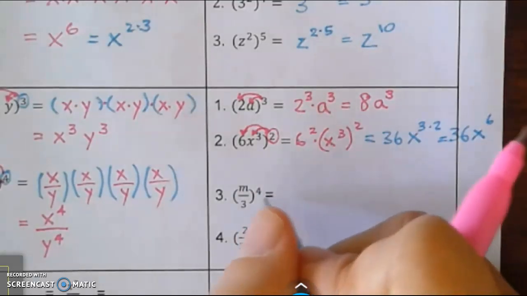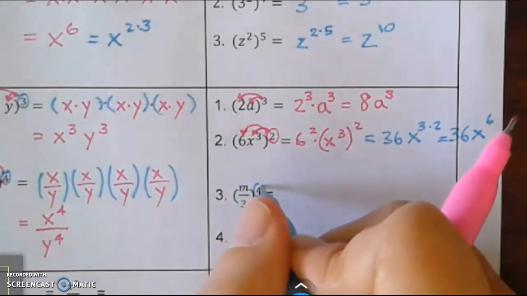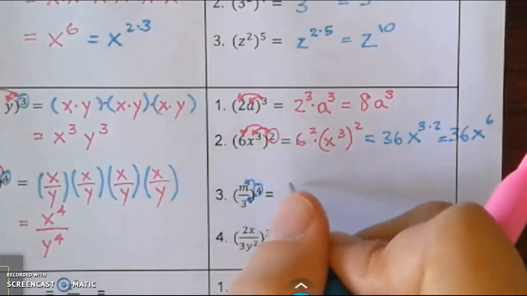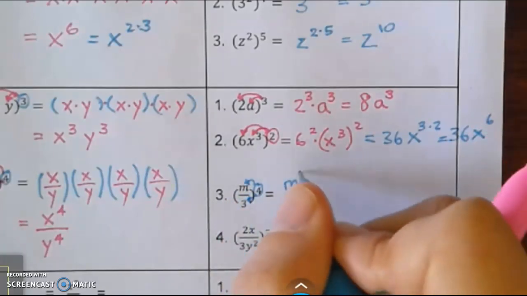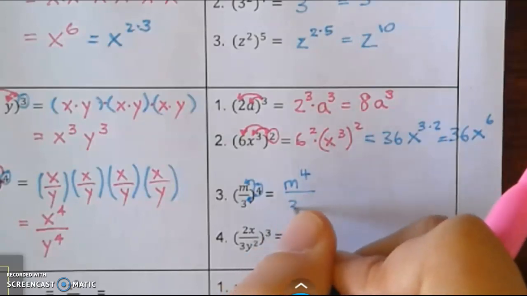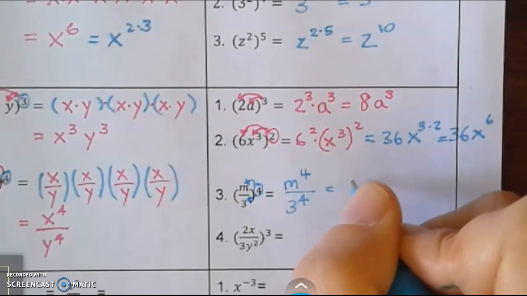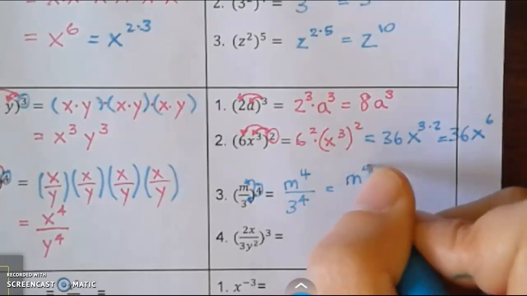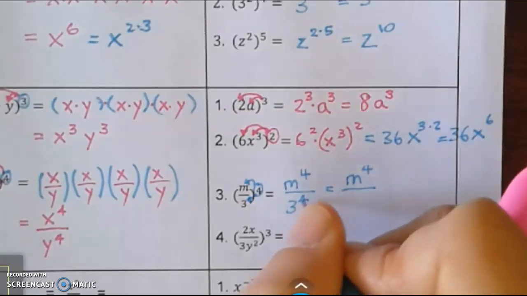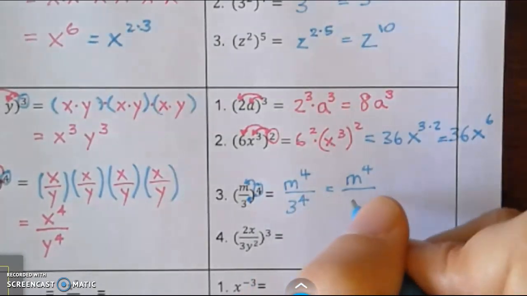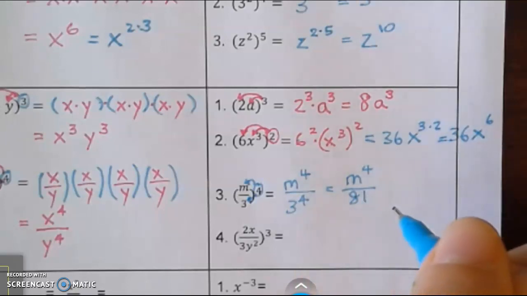Okay, so this is saying the exponent is being applied to the numerator and denominator. So that just becomes m to the power of 4 over 3 to the power of 4. And m to the power of 4 is just m to the power of 4. We can't simplify it anymore. 3 to the power of 4 just means 3 times 3 times 3 times 3, which is 81. And that's my answer.